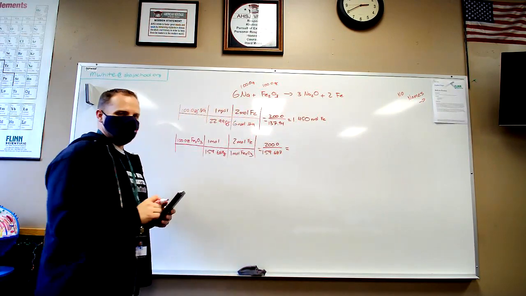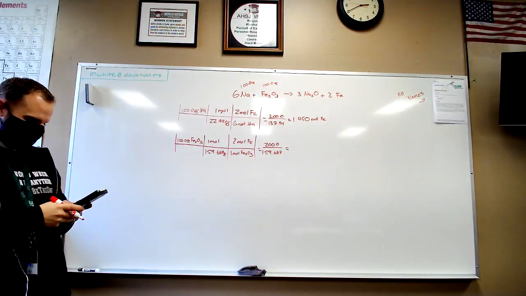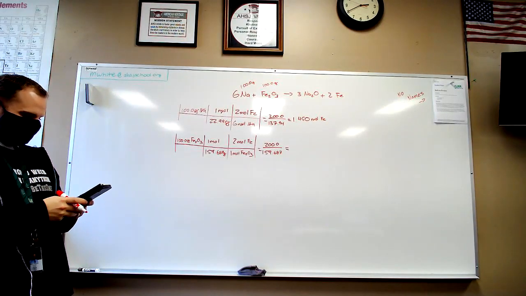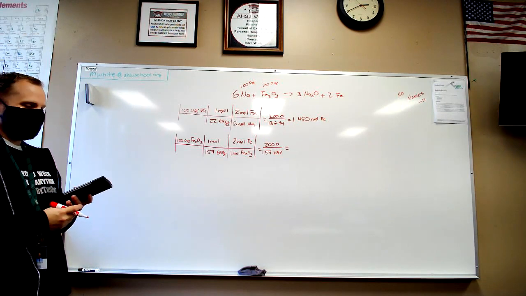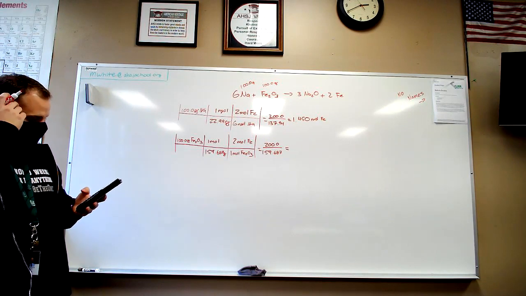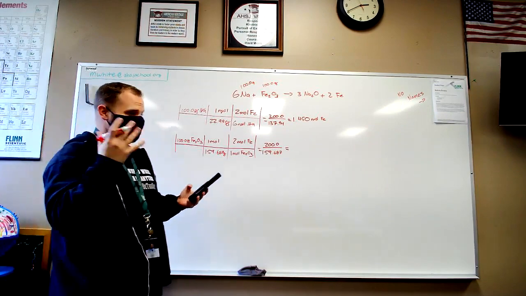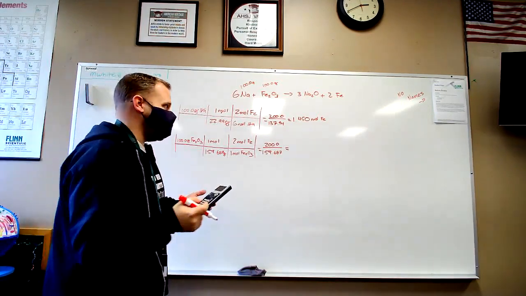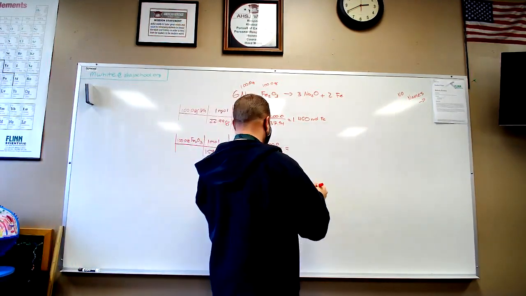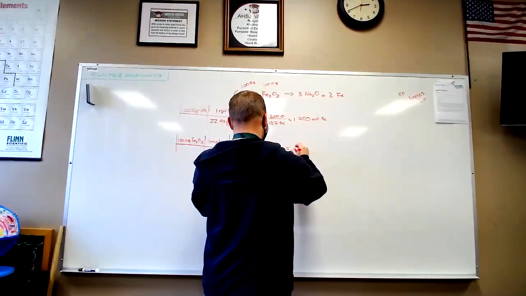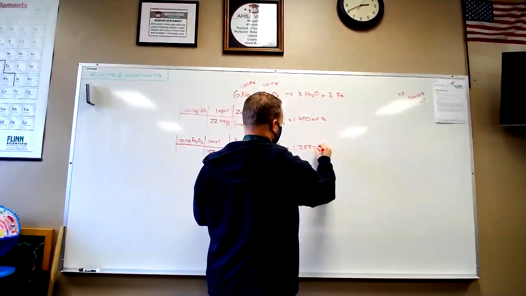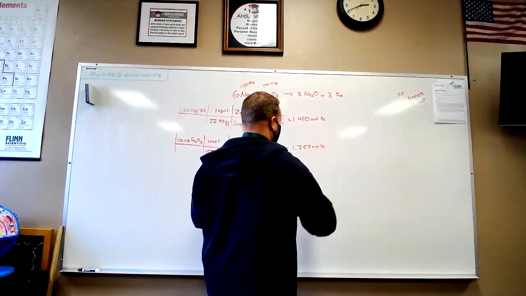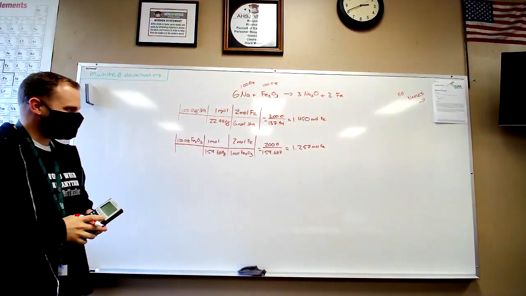Once you get to this point, you may be able to see which one is going to be our limiting reactant, if you just do math in your head or whatever. But just put it in your calculator anyway, just because you can. And what we end up with is 1.252 moles of iron. Okay.